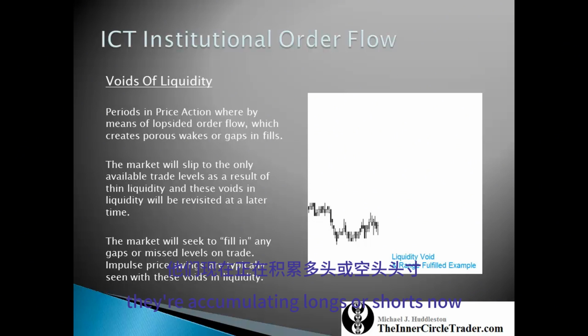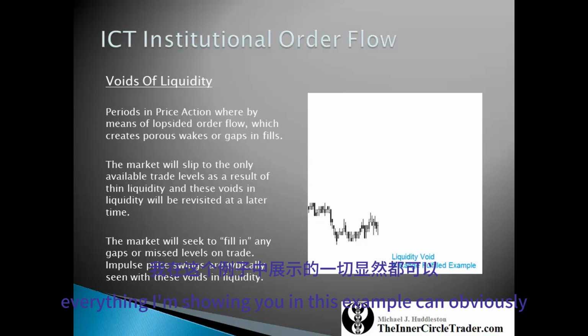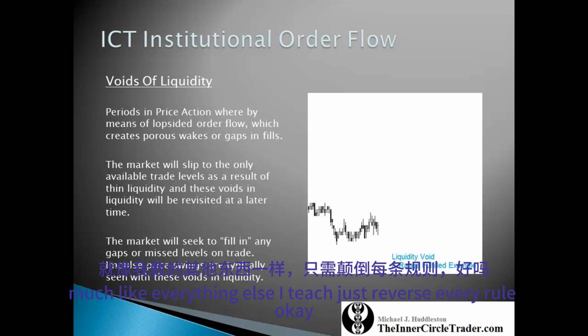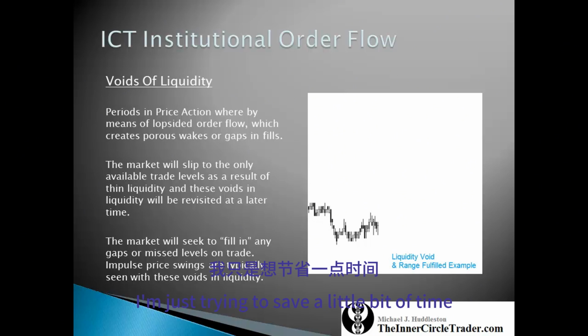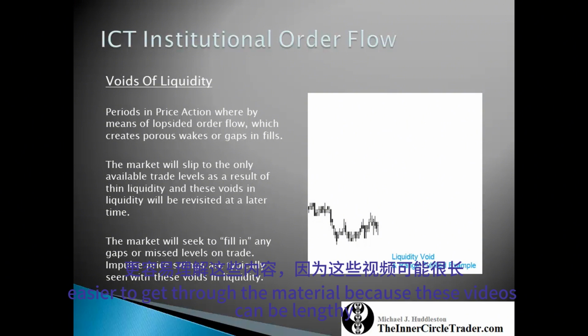They're accumulating longs or shorts. Now in these periods of price action, by means of a lopsided order flow, which creates pores, wakes, or gaps in fills, you get these voids of liquidity. And in this example here, everything I'm showing you can obviously, much like everything else I teach, just reverse every rule. It's the same thing for the sell side. I'm just trying to save a little bit of time and make it easier to get through the material because these videos can be lengthy.